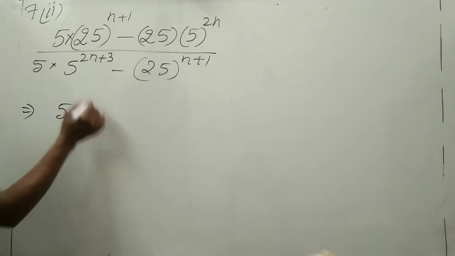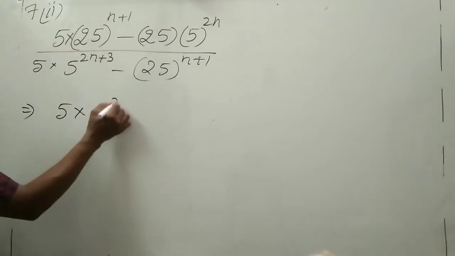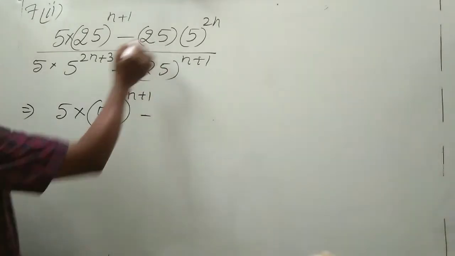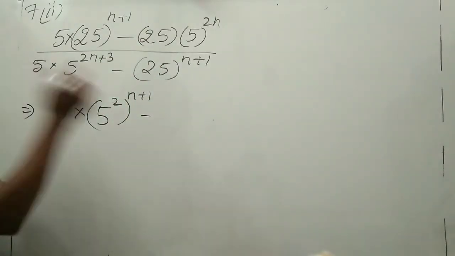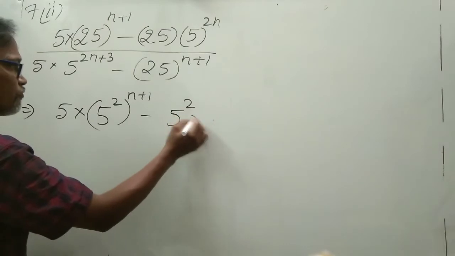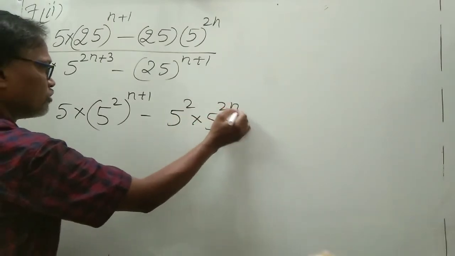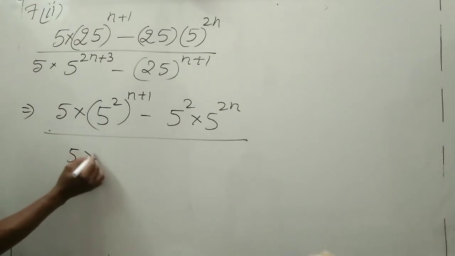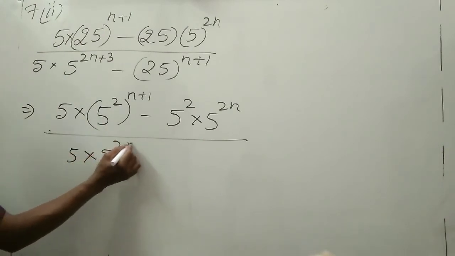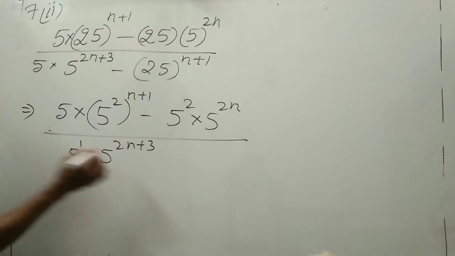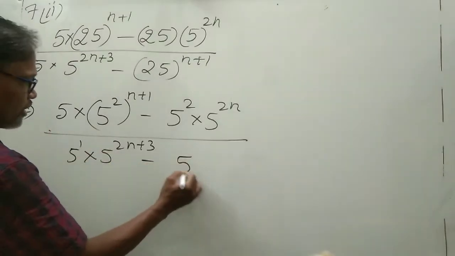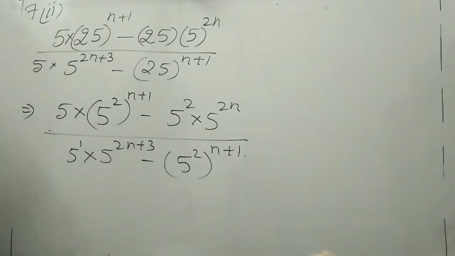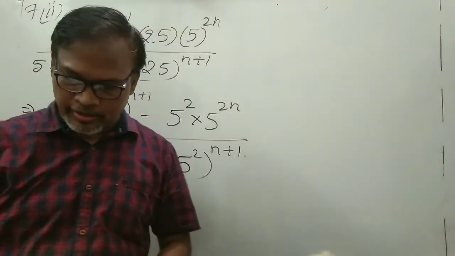So 5 into 25 to the power n plus 1, you can write as 5 square to the power n plus 1, minus 25, because you can write as 5 square, so 5 to the power 2n, whole upon 5 into 5 to the power 2n plus 3, this is power 1, minus 5 square to the power n plus 1. Clear?